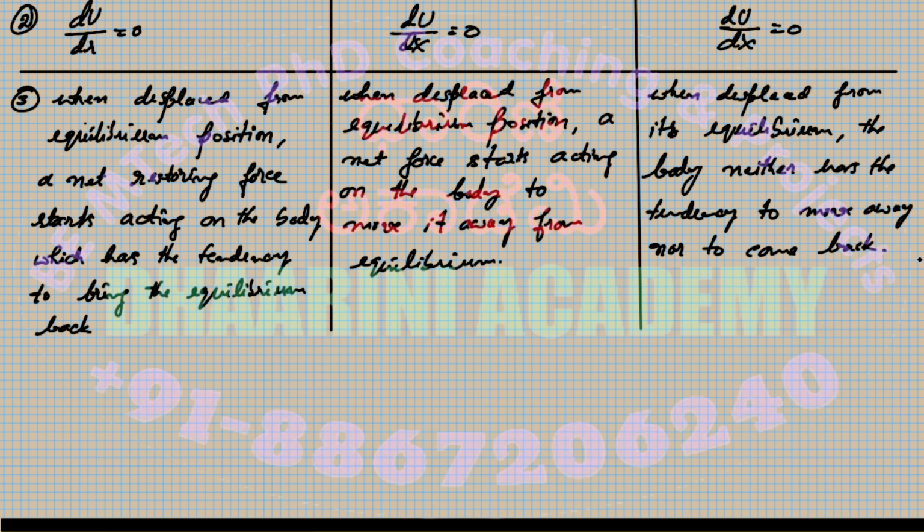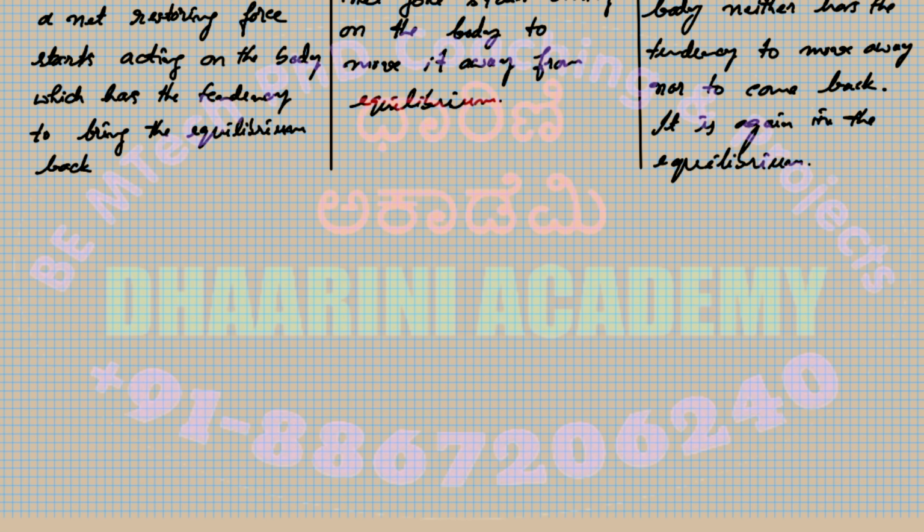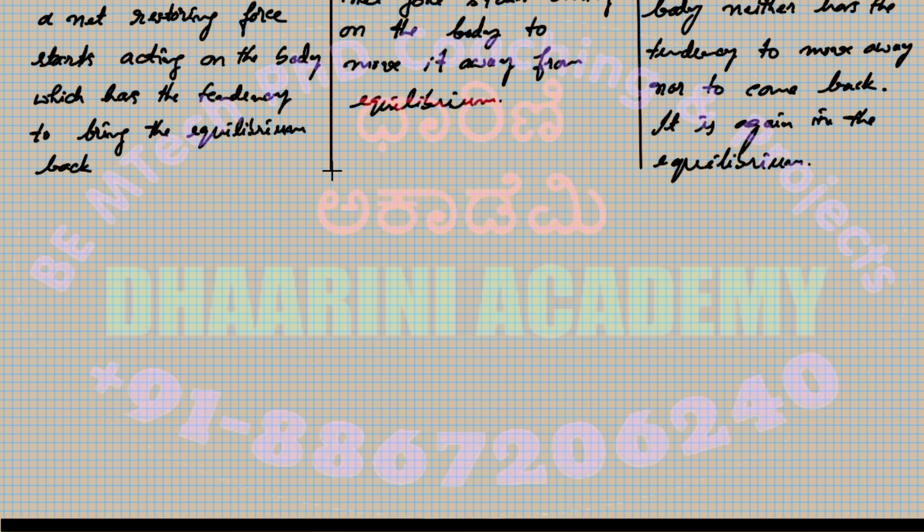To the equilibrium. This is because it is again in the equilibrium position, right? I can write it is again in the equilibrium condition itself. So that's the very fundamental difference between the three cases. Now let's go ahead and make some more comparisons.